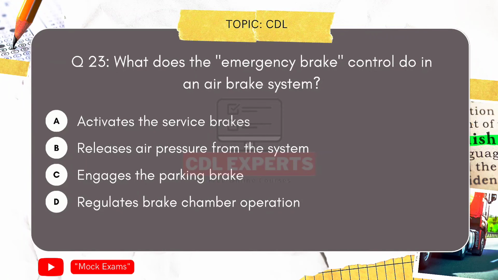What does the emergency brake control do in an air brake system? Activates the service brakes, releases air pressure from the system, engages the parking brake, regulates brake chamber operation. The correct answer is engages the parking brake.